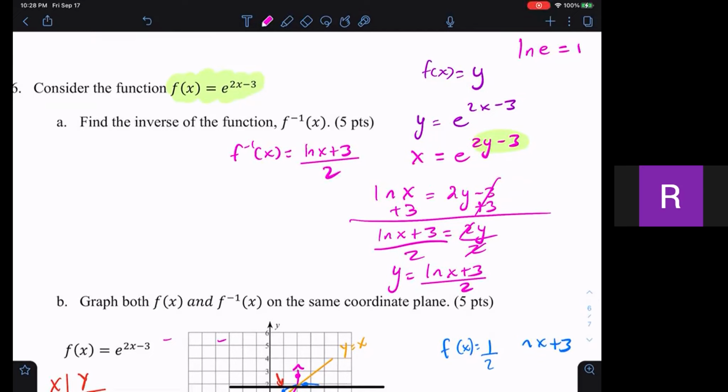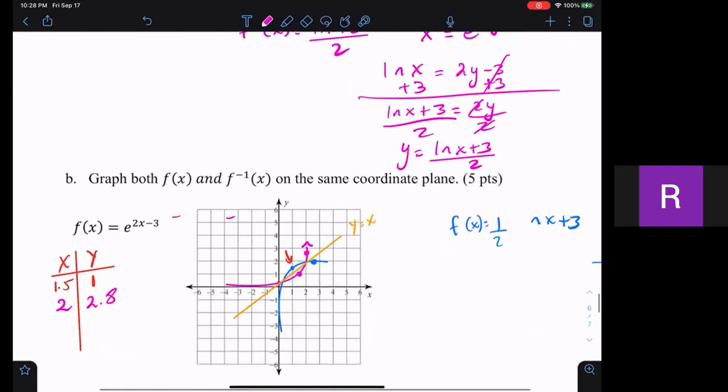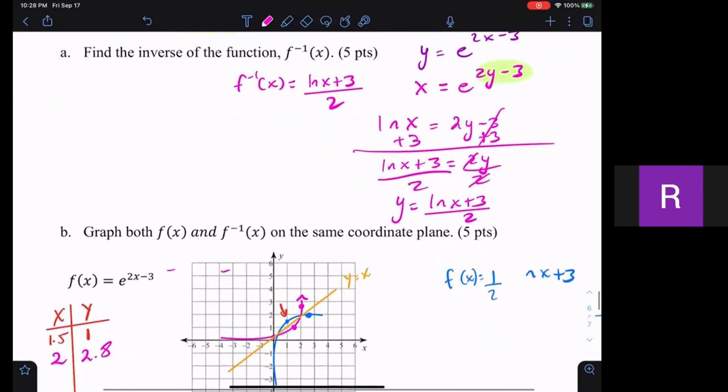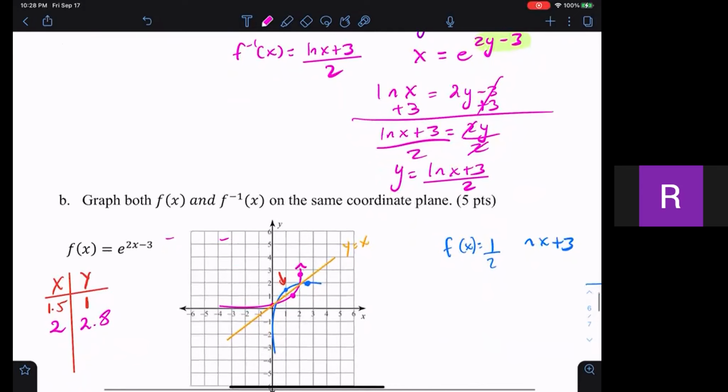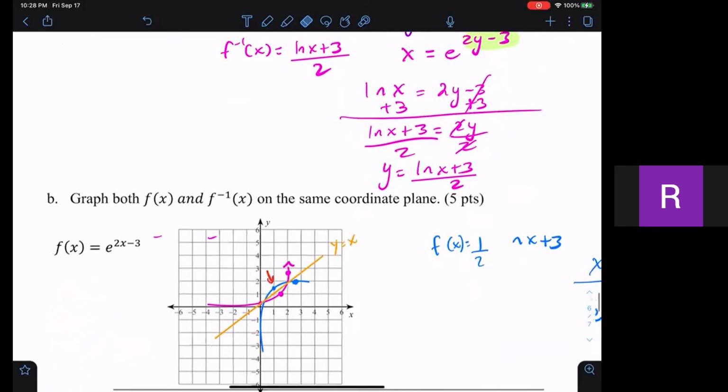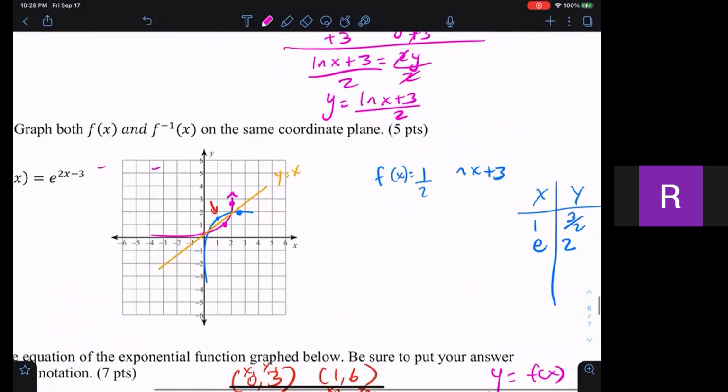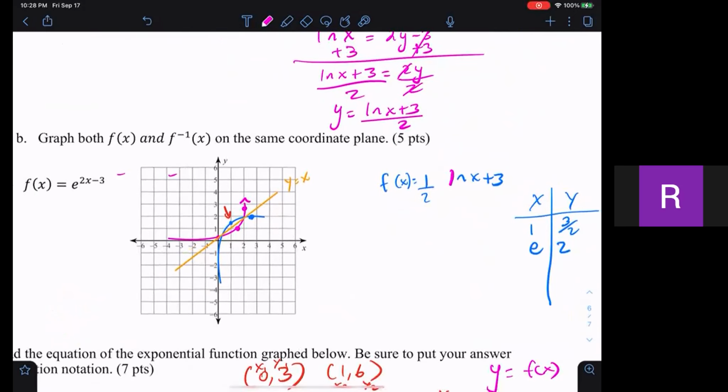Now, you need to graph it, right? Because that's what they want in the second part. So I already did that, so I'm going to explain to you how I did it. The first thing, I put my functions already. I have my ln x here, and I have my ln x plus 3 over 2. Let me write that nicely, this thing. Ln x plus 3, right?